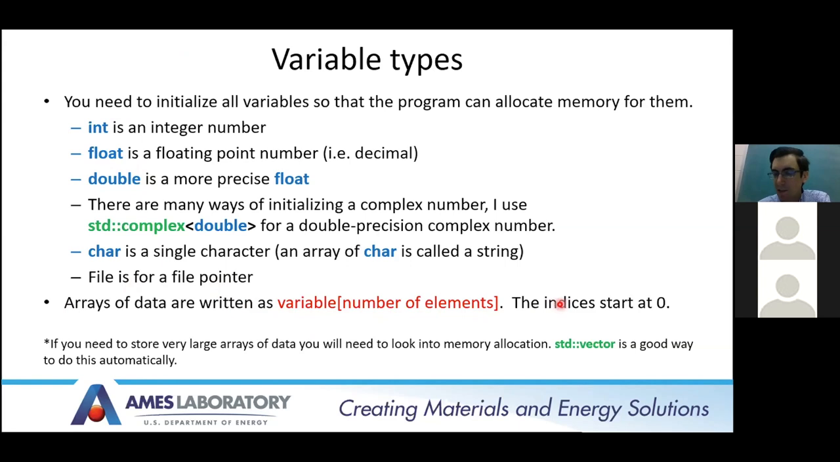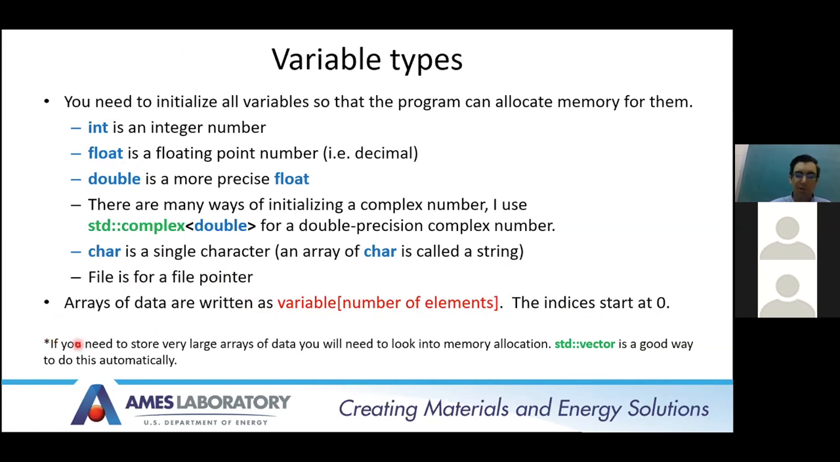The indices start at zero and continue until the number of elements that the array has, minus one. If you have a matrix, you would essentially have two sets of square brackets, or if you have a three-dimensional array, then there's three sets of square brackets and so forth.